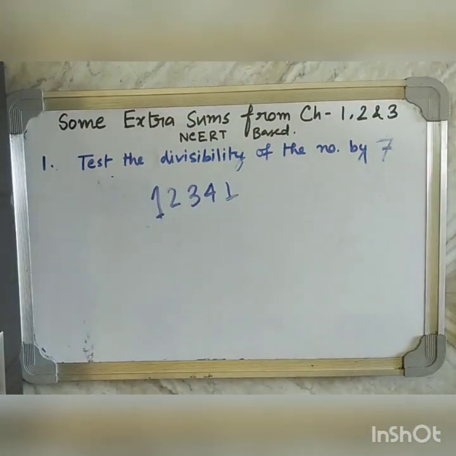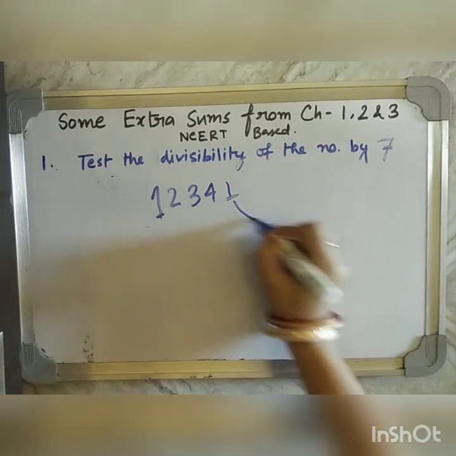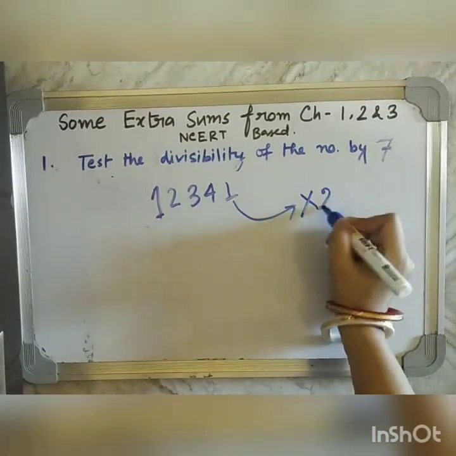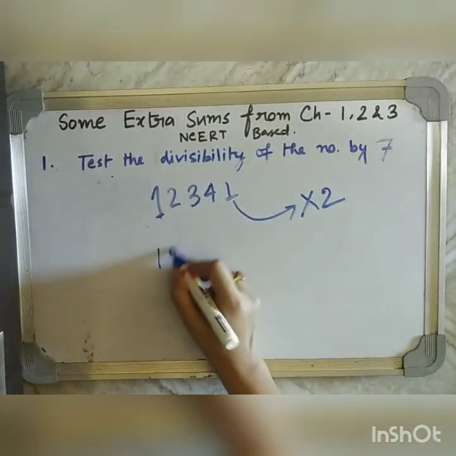Now for the divisibility rule of 7, what do you have to do? This is the given number, you can see. The rule is, first step, the unit place digit will be multiplied by 2. Okay. Let's multiply it.